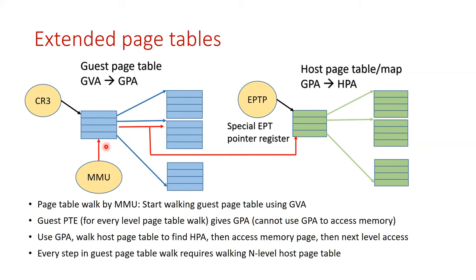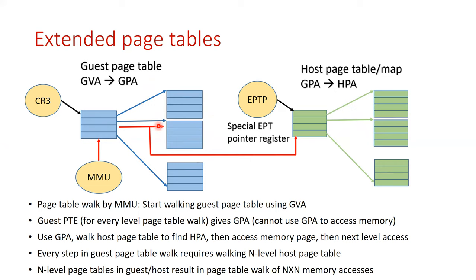If there is an N level guest page table and the MMU has to walk N levels, then for each step in this walk, going from one level to the other, you get a guest physical address of the next level. You walk the entire host page table, get the host physical address, access that page, and then in that page, once again, you look up the next page table for the next step. So every step in the guest page table walk translates to N steps in the host page table. Therefore, if there are N level page tables in both the guest and the host, you will have N cross N, N squared memory accesses in this page table walk. A regular page table walk by the MMU had N steps. Now with extended page tables, you will have N squared steps because each step translates to N lookups in the host page table. So this is the overhead of extended page tables.